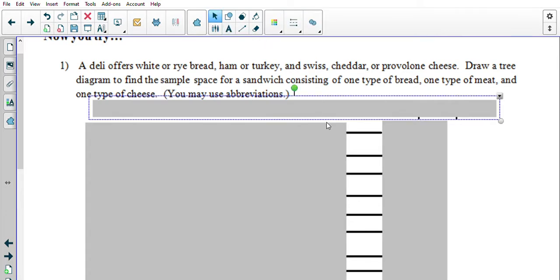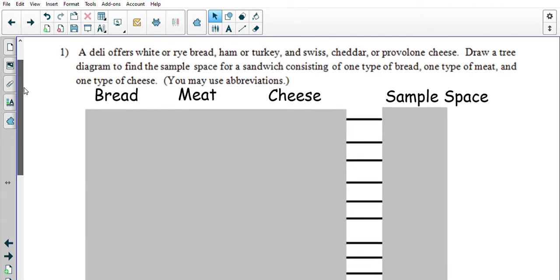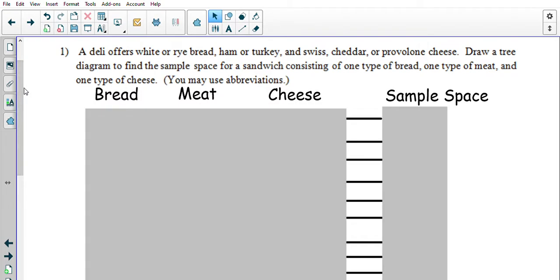So the first thing I want to do is list my events across the top. And my 3 events here are my bread, meat, and cheese. Again, we could complicate things by saying, well, we're not going to choose a meat. Maybe we don't want meat on our sandwich, or maybe we don't want cheese, whatever. But we're not going to go crazy here. We're going to assume every person chooses a bread, a meat, and a cheese. So let's list the outcomes for each.